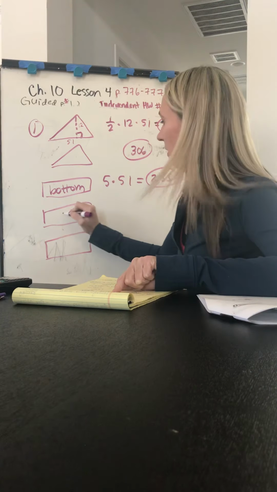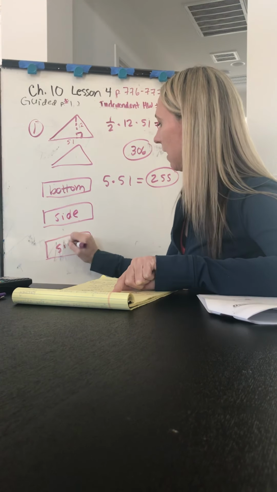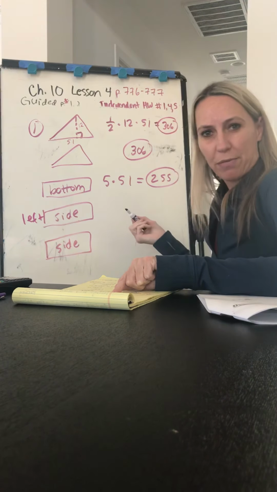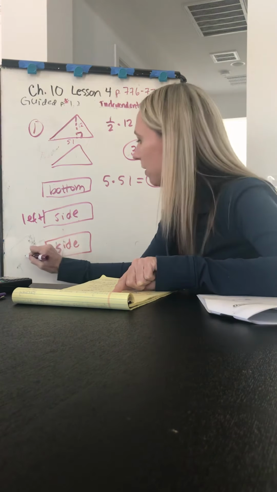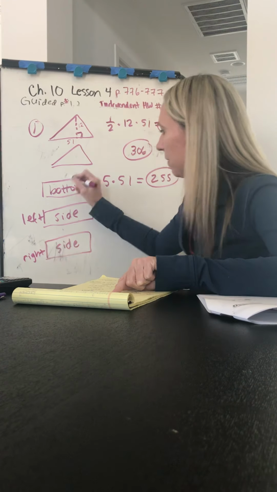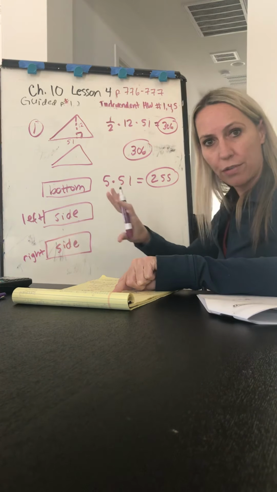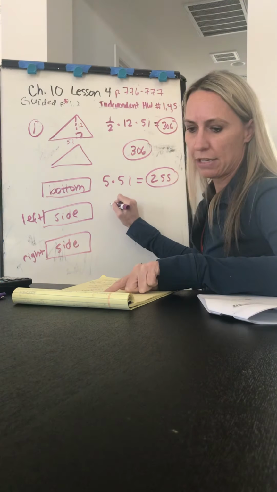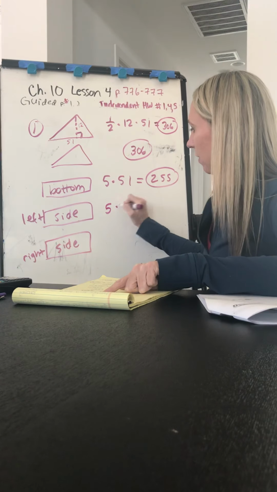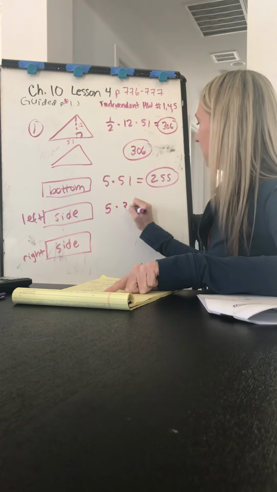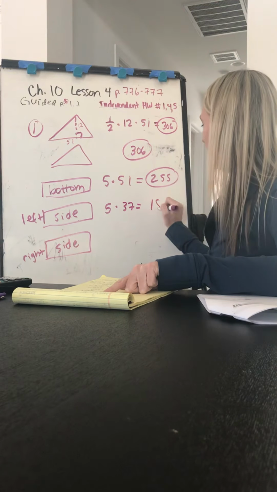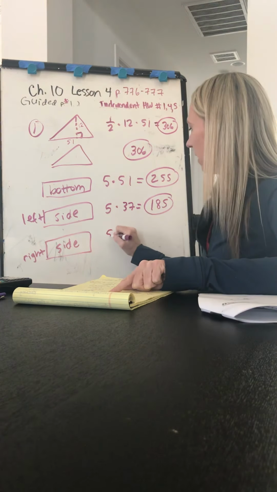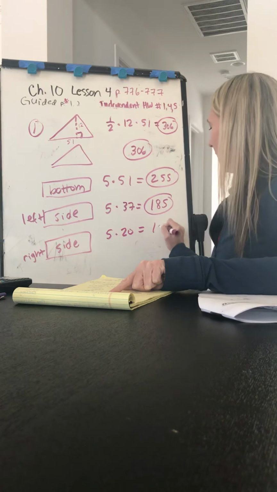And then it kind of looks like there's a side and a side here. I'll call this one the left side, and you can call it whatever makes it easier for you to describe. And I'll call this the right side. But just as long as you make sure you get all the 3 different rectangles. So the left side looks like it's going to be 5, our common measurement, 5 times 37, which gives us 185. Okay, and then the right side looks like 5 times 20, and that gives us 100.